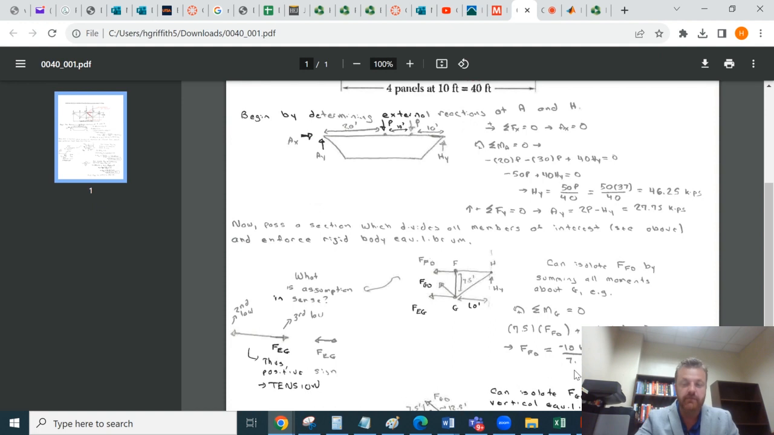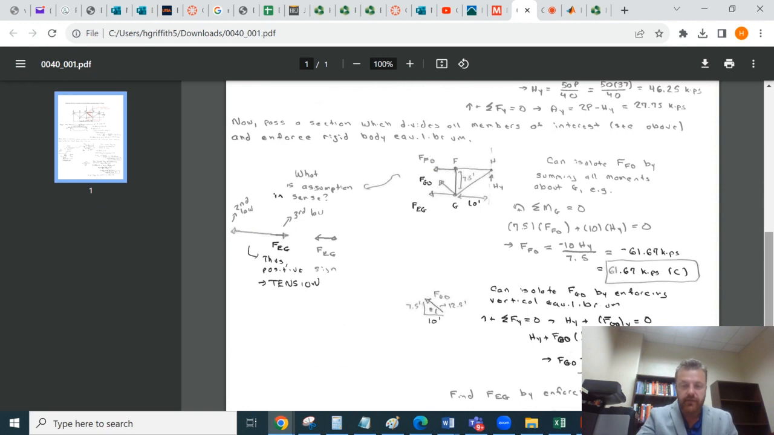So when you do the computation for my value of FD, I got 61.67 kips. It is negative. By convention in method of sections, when you assume that the members are going away from the joints, that's a tension assumption. When you get a negative value, that means that it is in compression. So you just want to follow that approach.